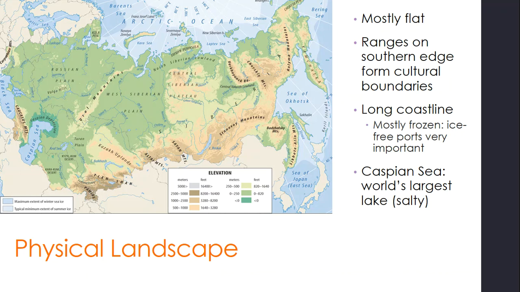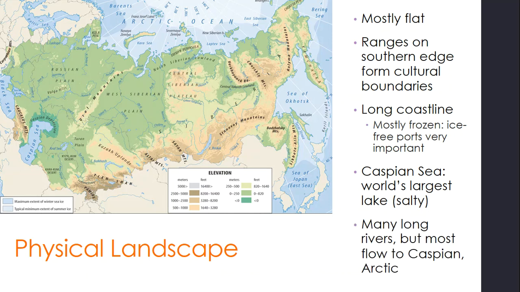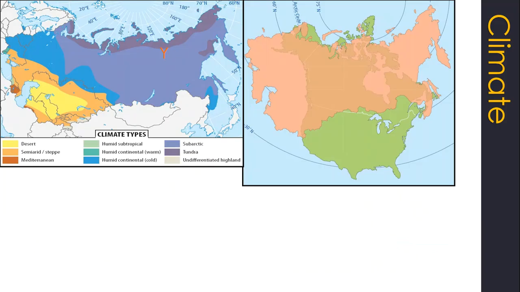It is a salty lake. It is in something called an endorheic basin, so water flows into it but not out of it, so it'll continue to get salty over time. And many long rivers, but most of them flow into that Caspian Sea, which is a closed body of water, or to the Arctic. So this region did not have the benefits of trade and shipping that Europe did.